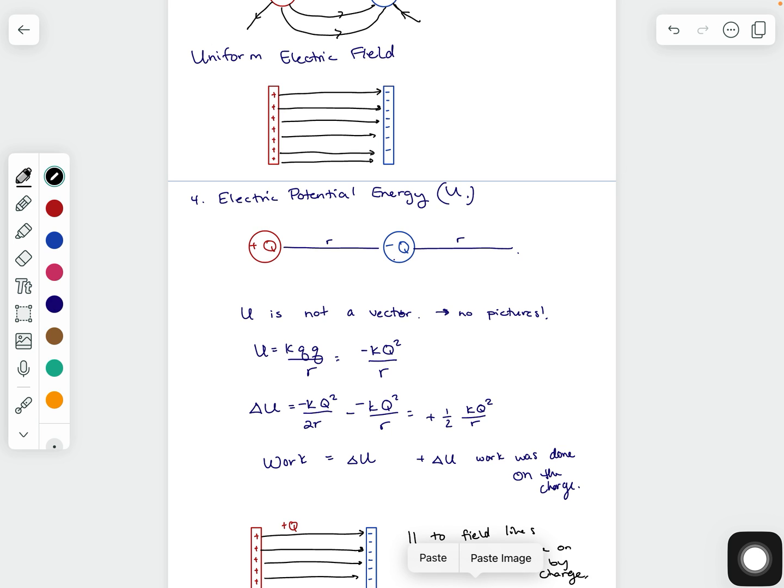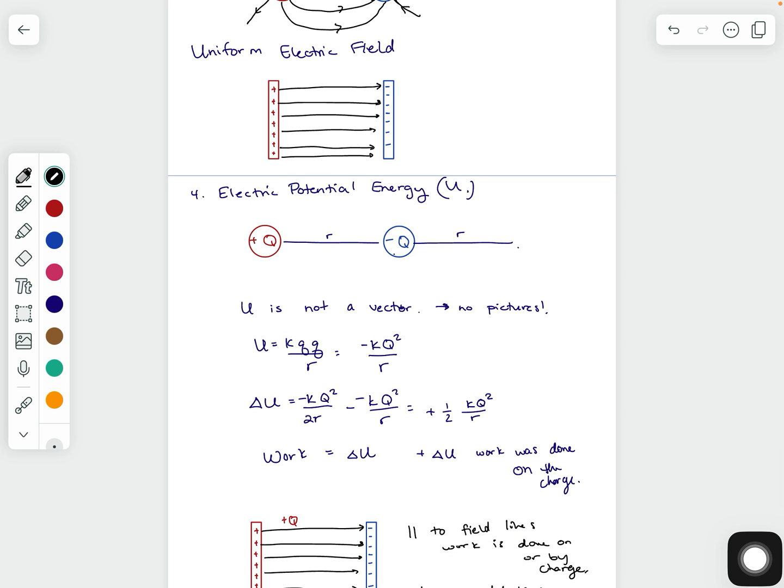stored. What's really nice about electric potential energy and electric potential, as we'll find, is that these are concepts that are not vectors. So these are quantities that are not going to be a vector. So we don't have to draw pictures to figure it out. We can literally just plug and chug.